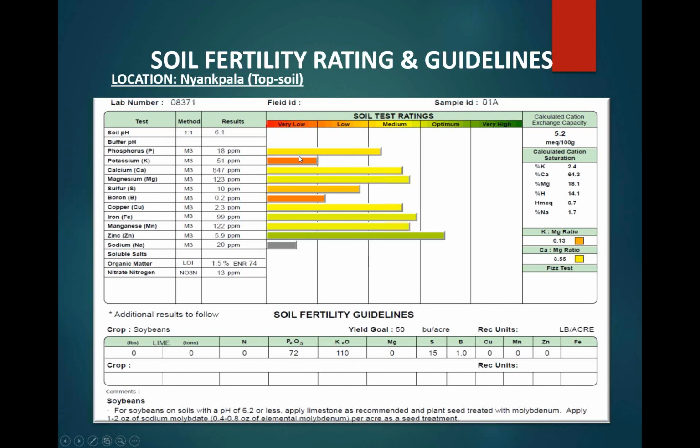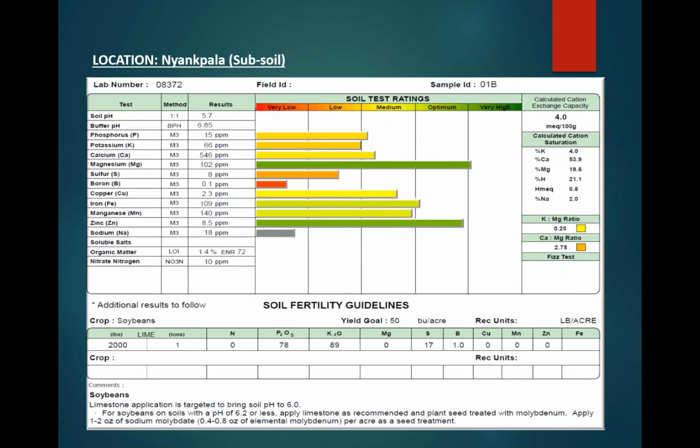So we realize that we have yellow and red, which certainly shows that the nutrients in the soils are very low: phosphorus, potassium, calcium, magnesium, sulfur, and all that, with the only exception being zinc, which is optimum. Now for the subsoil, it shows the same pattern: with the exception of magnesium and zinc, the rest of them are either very low, low, or medium.